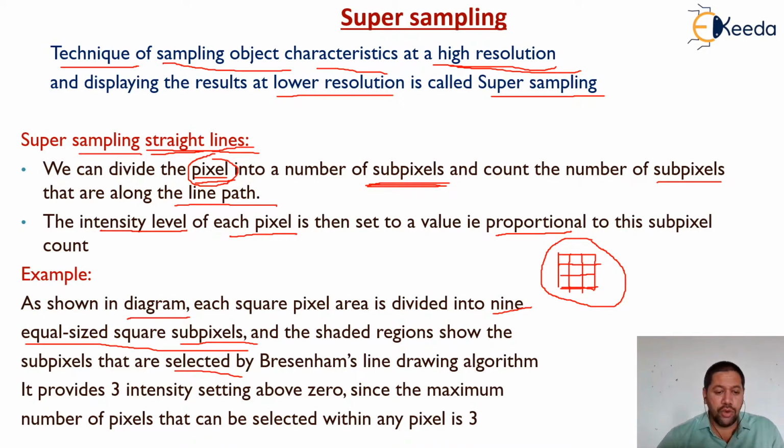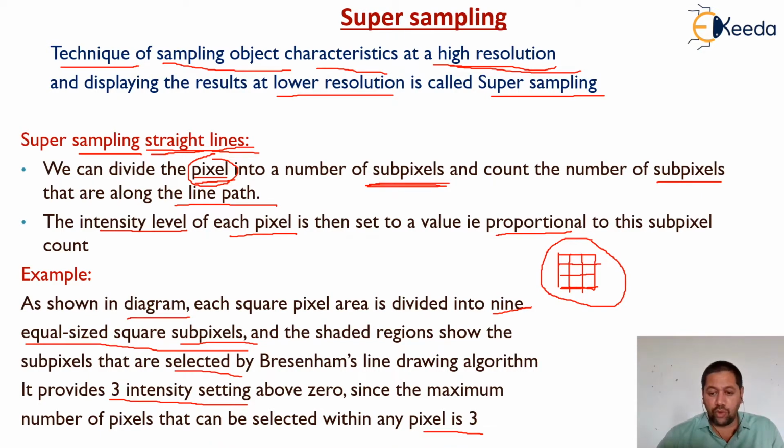After doing this, we are going to provide 3 intensity setting levels. We provide the intensity levels since the maximum number of subpixels that can be selected within any pixel is 3.